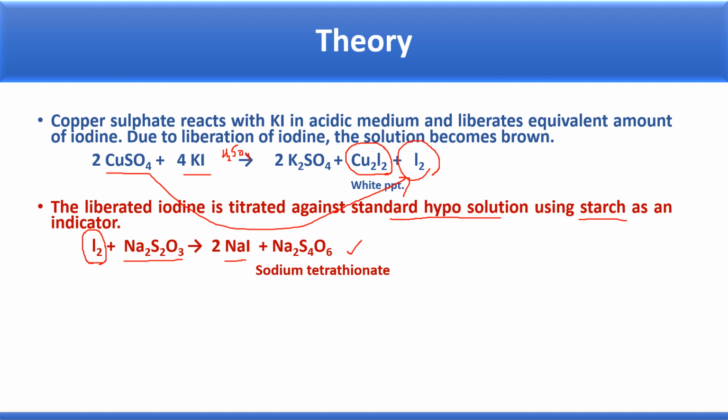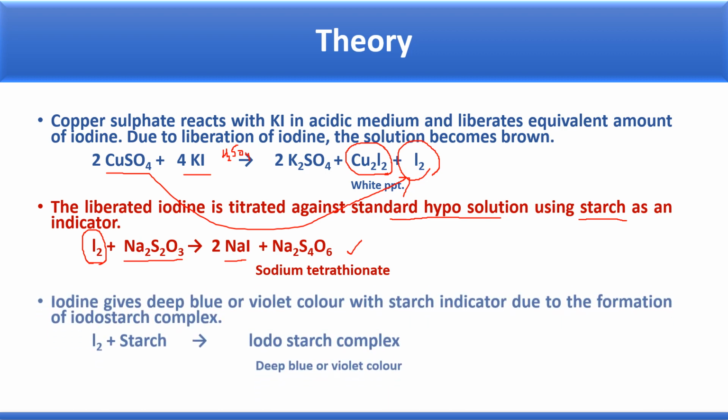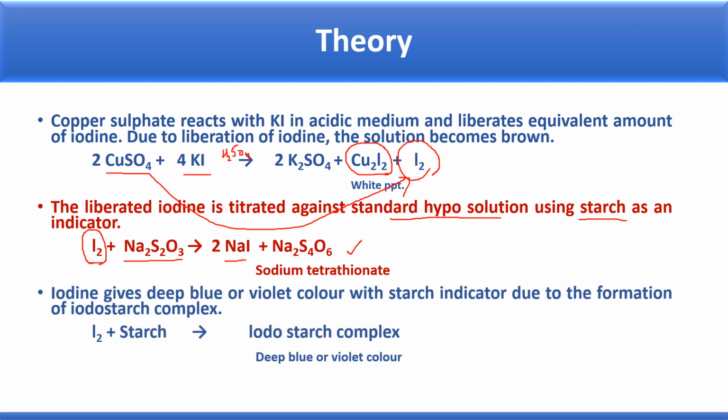When the solution becomes pale yellow, that means the concentration of iodine in the solution has decreased. At that point we add the starch indicator to the solution. Iodine gives a deep blue or violet color with the starch indicator because starch forms the iodo-starch complex with the iodine, and the color of this complex is deep blue. So when we add starch to this solution, the solution becomes deep blue due to the formation of the iodo-starch complex.